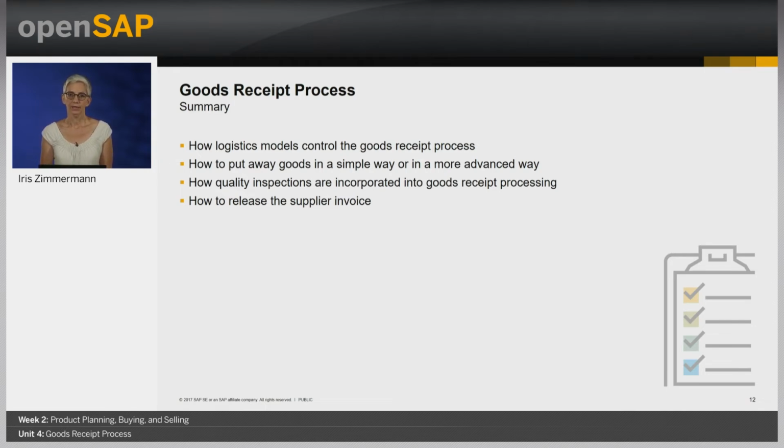So we are at the end of the unit now. Let me summarize what we talked about. You learned how the logistics model controls the goods receipt process and that it can be used in a simple or more advanced way. We had a look at the inspection plans and how they impact the quality inspection for incoming goods. And in the end, you learned how to verify and release the supplier invoice. I hope you have enjoyed this unit. See you in the next one.